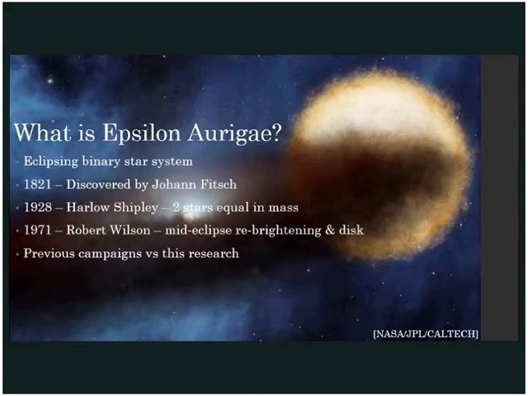In 1928, Harlow Shipley correctly predicted that there were two stars almost equal in mass in the system. Then in 1971, Robert Wilson found that there was a tilted disk in the secondary with a central opening, which explained the mid-eclipse rebrightening and showed that they were correct about that. The previous campaigns focused more on the spectra of the secondary during the mid-eclipse. This research, which began by former student Sybil Foster, is more on the changes in the primary out-of-eclipse.